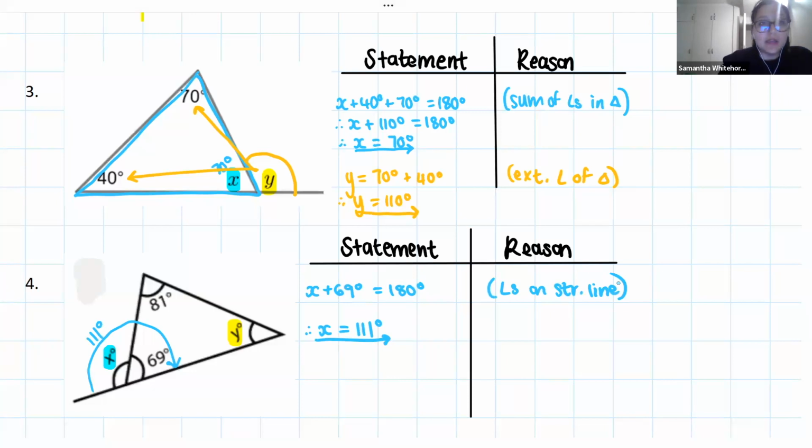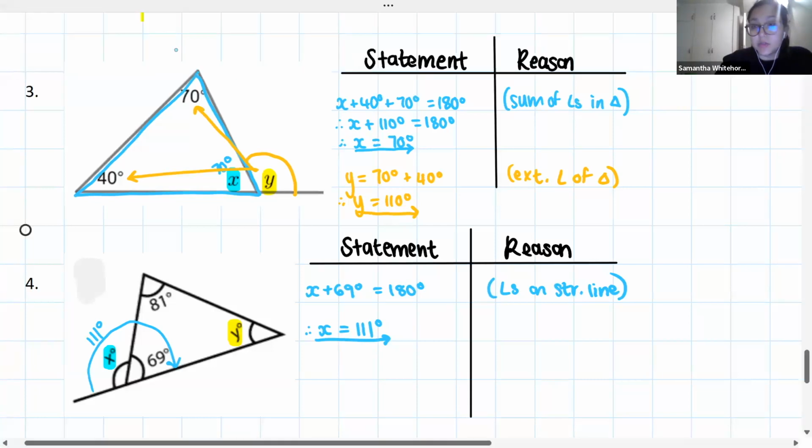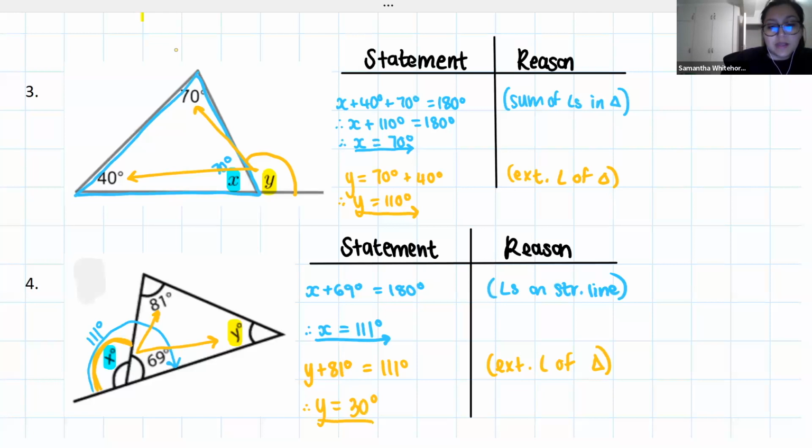When it comes to Y, again, you've got options. You can either use sum of angles in a triangle to get Y, or again, because we're practicing exterior angles, I'm going to use that. We now know that this exterior angle is 111 degrees. And to get that, I would have to say 81 plus Y. So Y plus 81 degrees should give me 111 degrees because of exterior angles of a triangle. Again, if you use sum of angles in a triangle, that is fine. Inverse operations tells me to subtract 81 on both sides, and so Y is equal to 30 degrees.